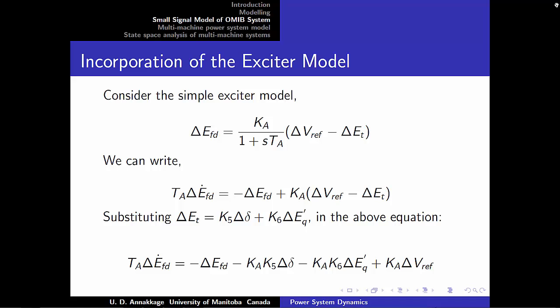And we can write this transfer function relationship in the form of a differential equation to obtain this last equation. So this equation gives a differential equation for delta EFD. This equation adds another differential equation to the third order model to make our system a fourth order system.